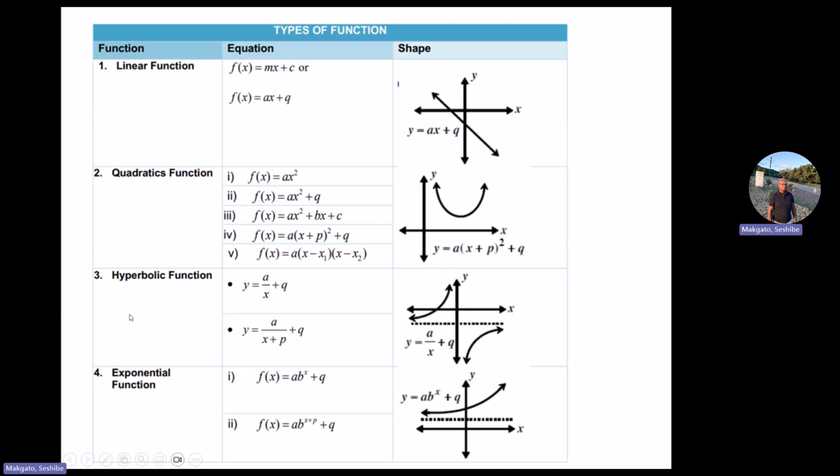And looking at the hyperbolic functions, this is the typical equation. These two equations normally accompany the hyperbolic functions, and this will be the typical shape of this. The exponential functions will be this: this is the typical equation defining how an exponential function should be, and of course this will be the typical shape of this.